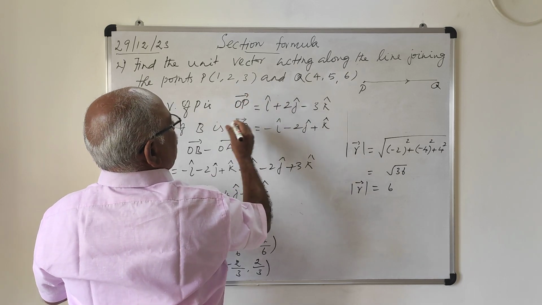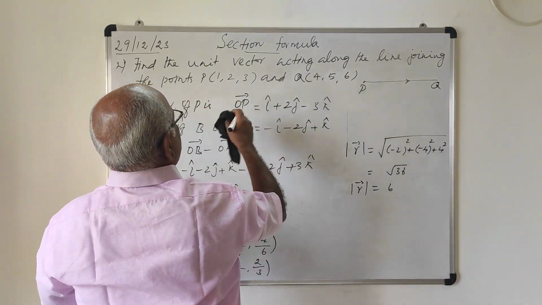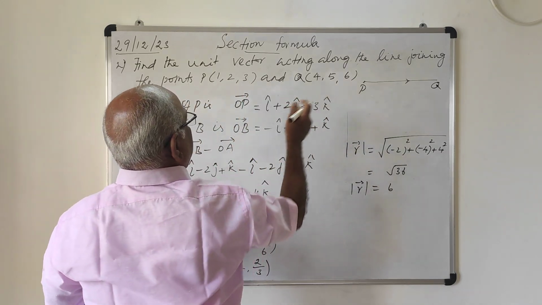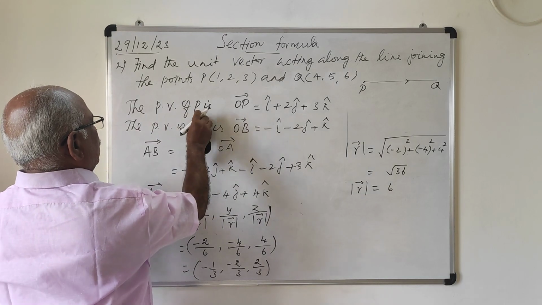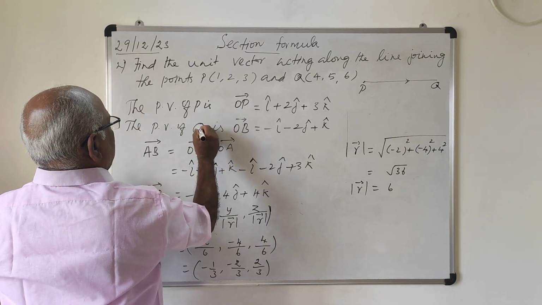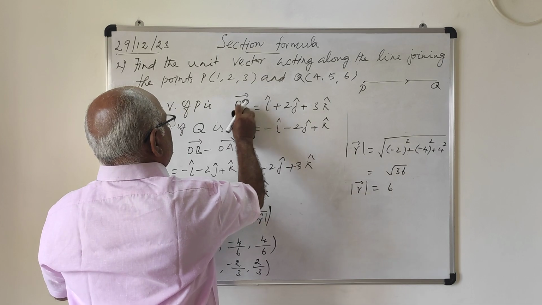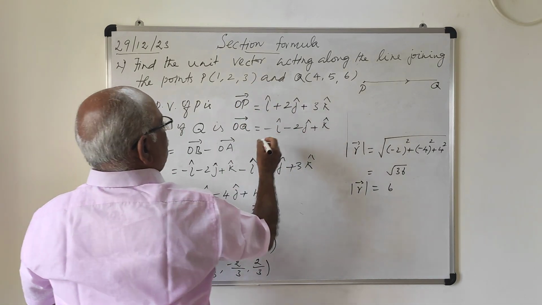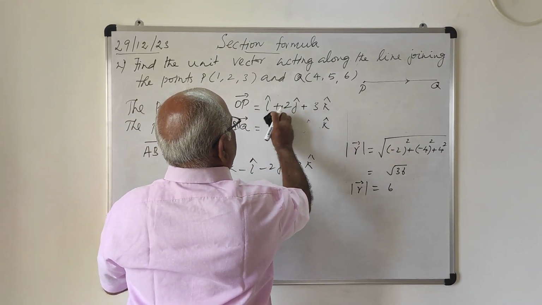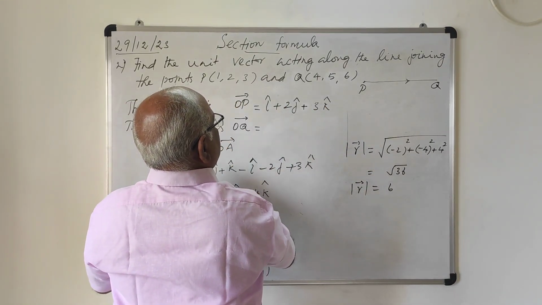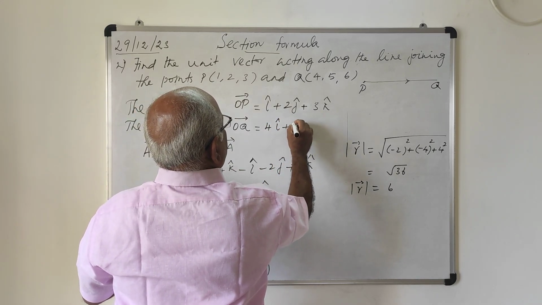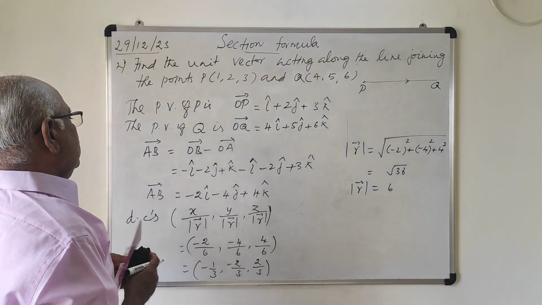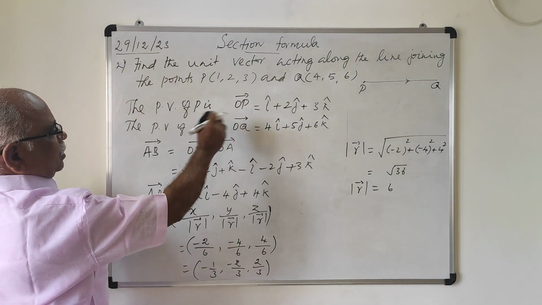Position vector of P is OP vector, which is i plus 2j plus 3k. Similarly, position vector of Q is OQ, that is 4i plus 5j plus 6k. This is the position vector OQ. Now we want PQ. PQ is OQ minus OP.